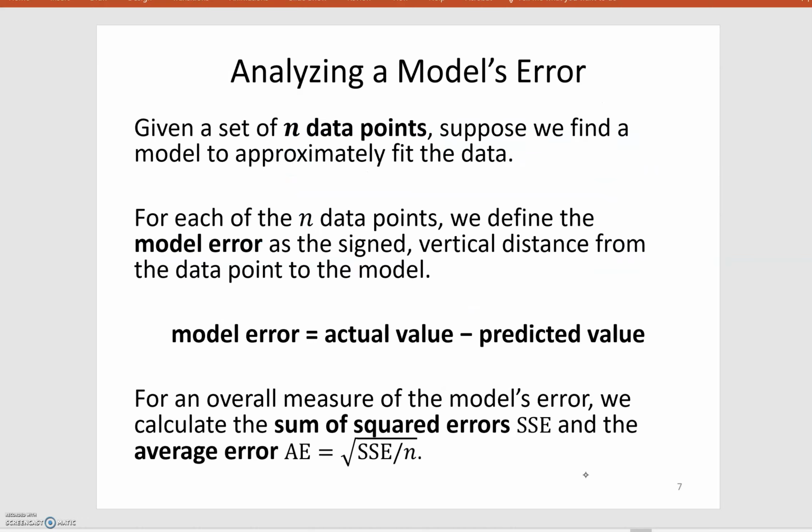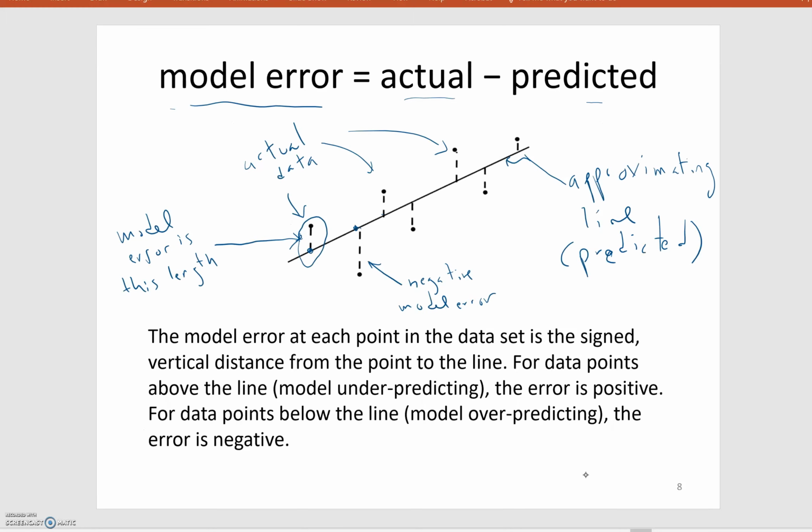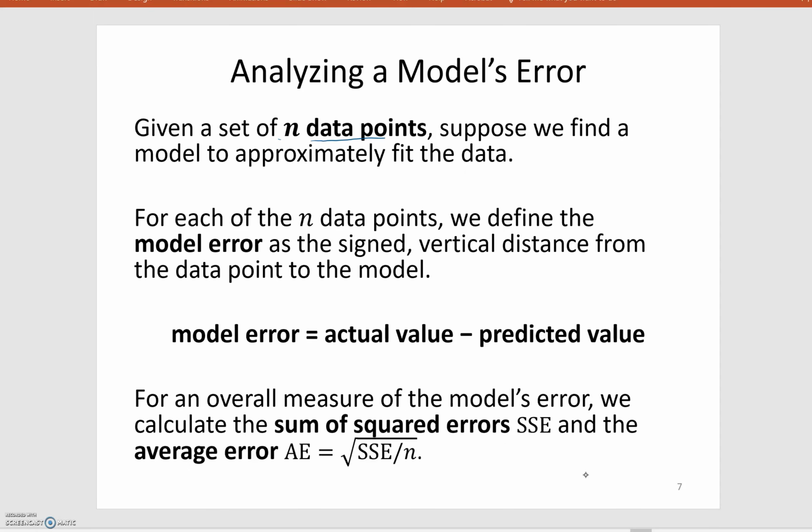Going back to this previous slide, to analyze a model error means the following. Let's say we have n data points. Like in this picture, these are our n data points, 1, 2, 3, 4, 5, 6, 7. So we had 7 data points. We've got a model to approximately fit the data. Then for each of those data points, we define a model error, just like we were talking about. It's the signed vertical distance from the data point to the model, with the formula actual value minus predicted value.